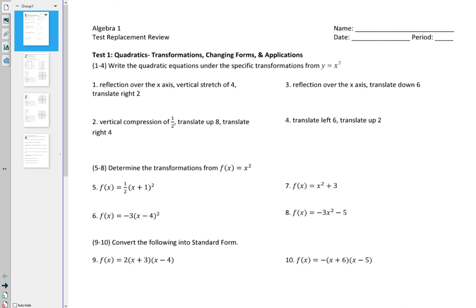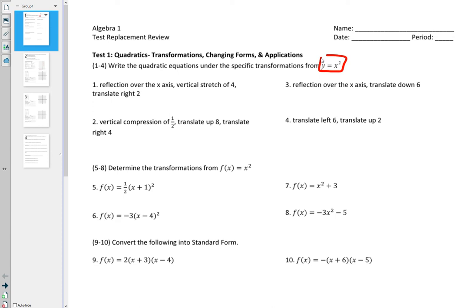So, all right, the first test that we took had to deal with transformations. This is right when we came back from break. We worked on transformations. So write the quadratic equations under these specific transformations. Here they give you the parent function. Okay, and then we have to transform them.